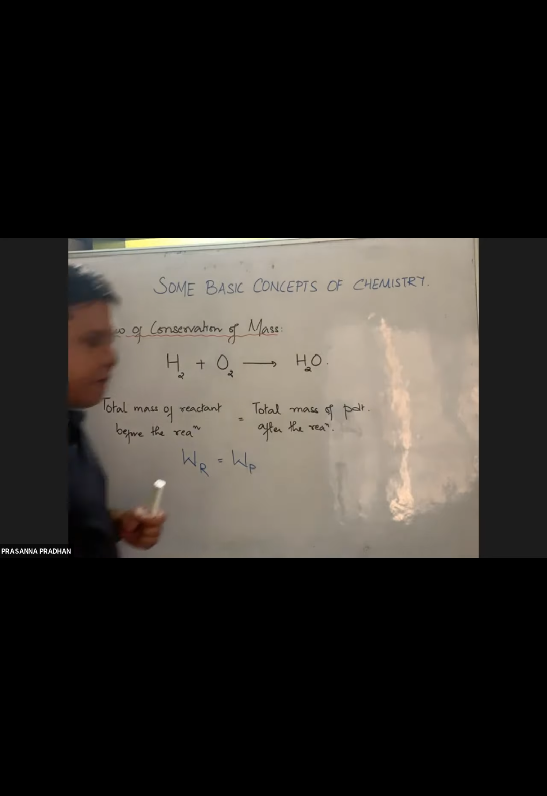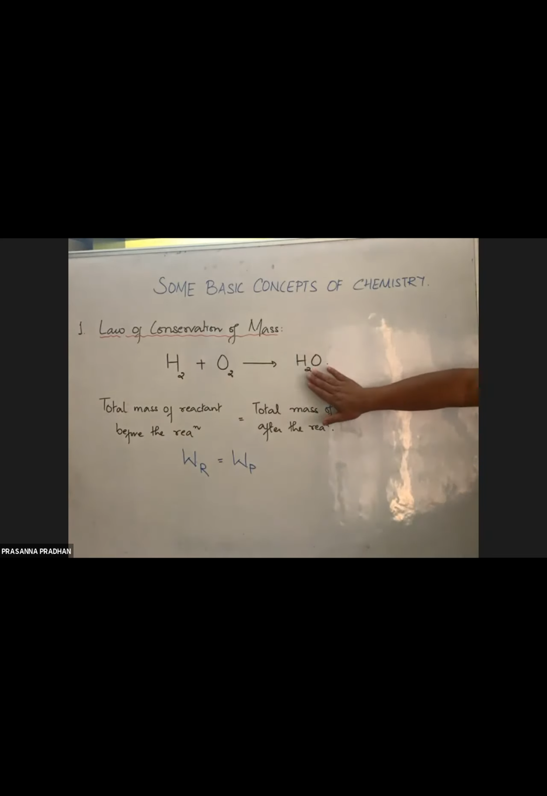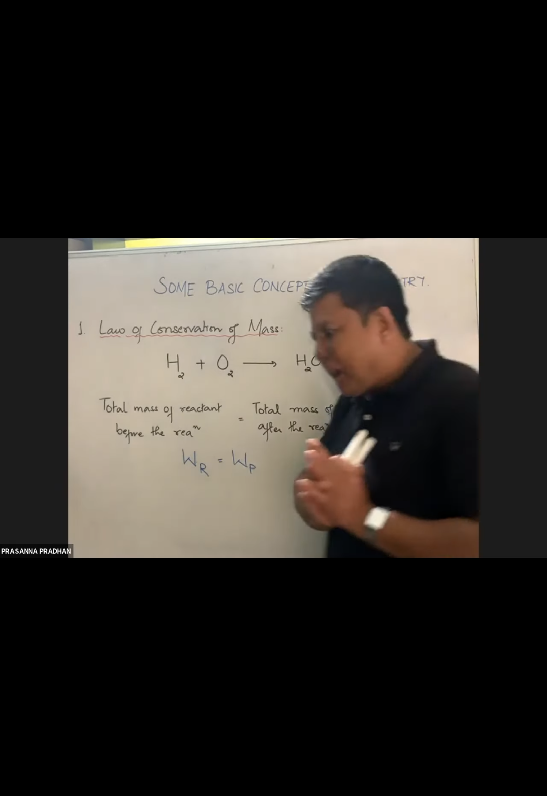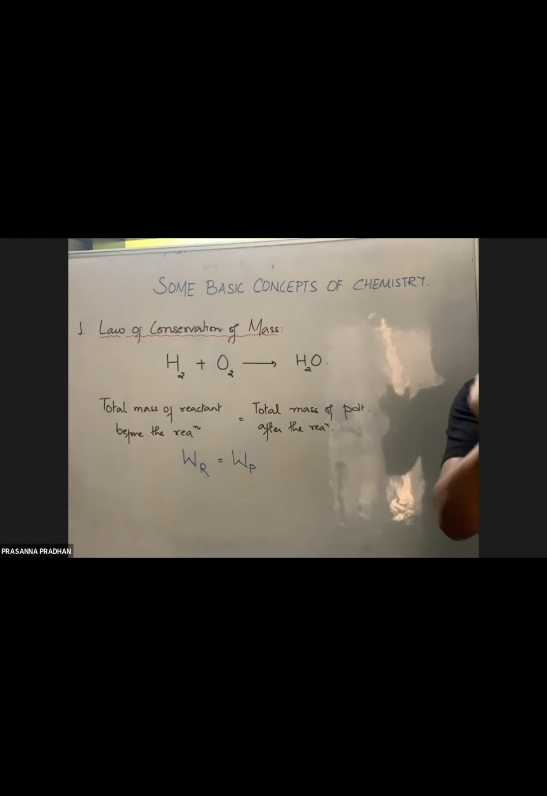So, how is this law applied to a chemical reaction, guys? According to this law, the total mass of a reactant should always be equal to the total mass of the product. Now, having said this, do you think everything is okay with this reaction? Everything is fine with this reaction? No, sir. How no? Why no? So it is not balanced. Exactly. Very good. Excellent. It is not balanced.